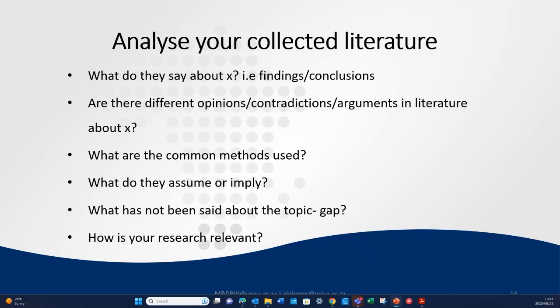Now, the other step is that you need to analyze your collected literature. I feel like I'm repeating because this is the same thing I've been saying when I showed you the table. When you look at that table, you'll be able to properly analyze and give meaning to that topic. What do the authors say about a particular phenomenon? What are the findings? What are the conclusions? All that information you can get once you've populated that spreadsheet.